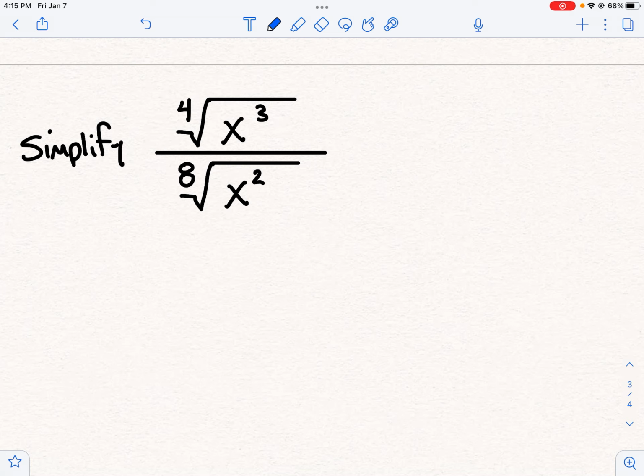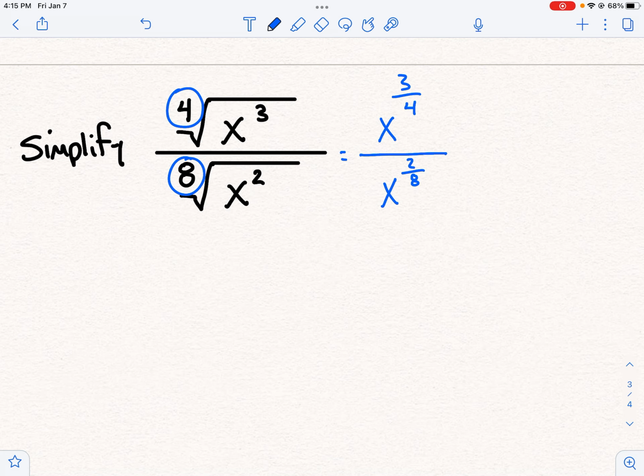But what I'm wondering is, if I just rewrite the things, will something kind of come about? So I remember that the index is the denominator of my fraction. So this is just x to the 3/4. I'm going to do the same thing. My index is my denominator, and the 2 is up here.